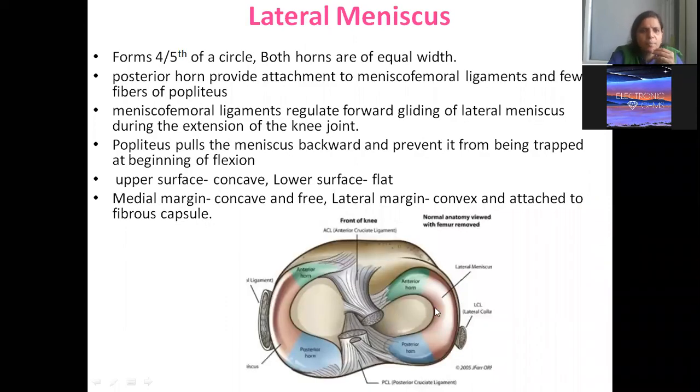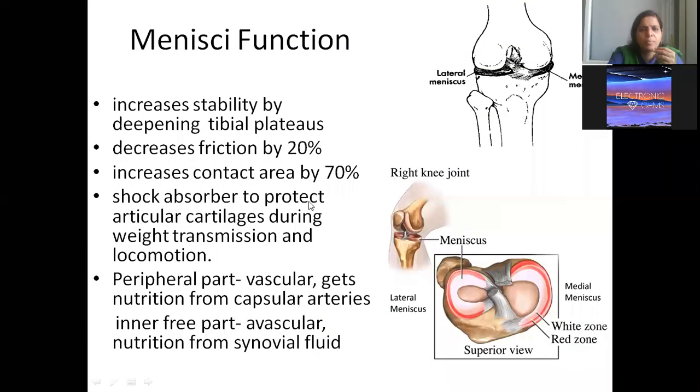Then this is the lateral meniscus. It is four-fifths of a circle. The anterior horn and posterior horn are both equal in width. It also gives attachment to the meniscofemoral ligaments. So many points are there; you just try to remember a few.